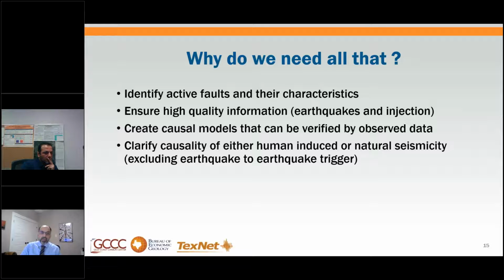Also, we need to ensure high quality information for earthquakes and injection, because those are the two parameters that we will use for our causal analysis. We can create causal models, and we can verify those models by the observed data, this data-rich approach we described earlier. And of course, clarifying in any case the causality of the seismicity, whether it is human-induced or natural seismicity. Next slide.